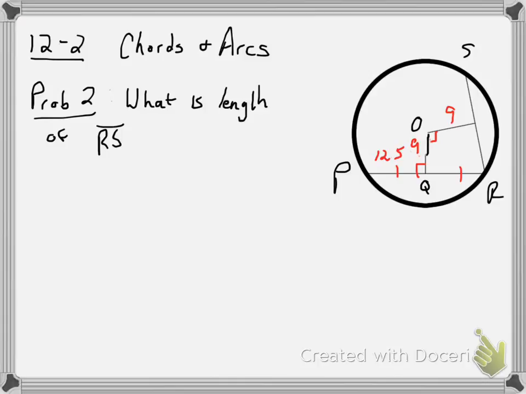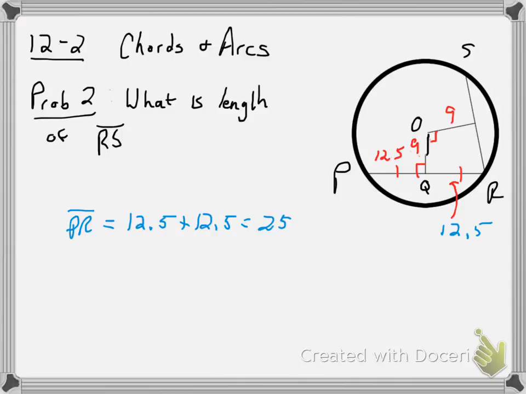When you're looking at this drawing here, if you know that PQ is 12.5, then you also know that QR is 12.5. Let me use another color here, make it a little easier. You also know that this is 12.5 as well. So PR then is going to equal 12.5 plus 12.5, which is a length of 25.